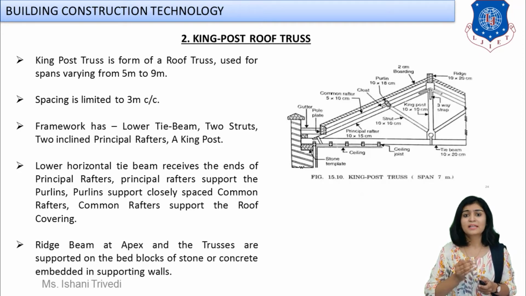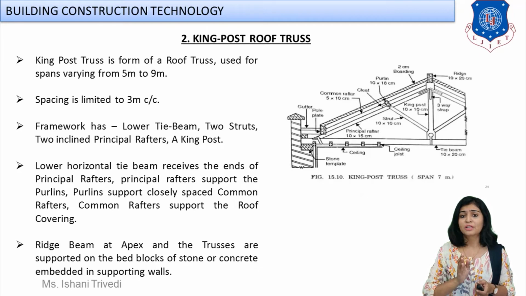Next, what does it say? The ridge beam. I talked about the ridge beam already, which is provided at the apex, and the trusses are supported on the bed blocks, right? The blocks which are provided, I had told you that eaves board is also provided at the lower edge. So they are supported with the help of stone blocks, right, or concrete blocks in some cases also.